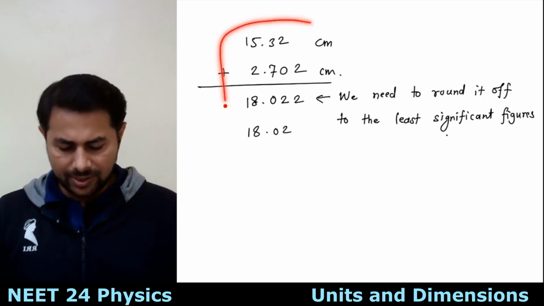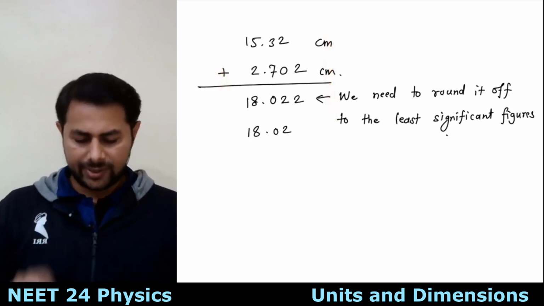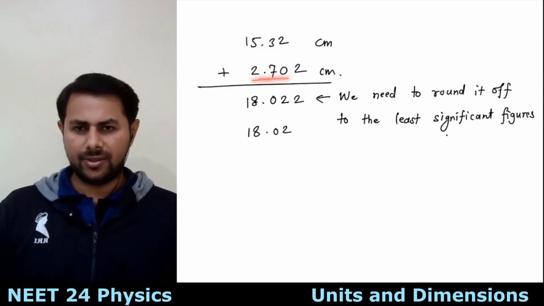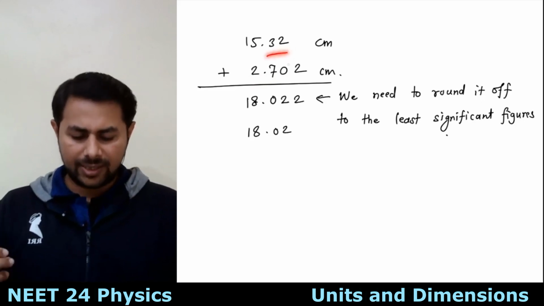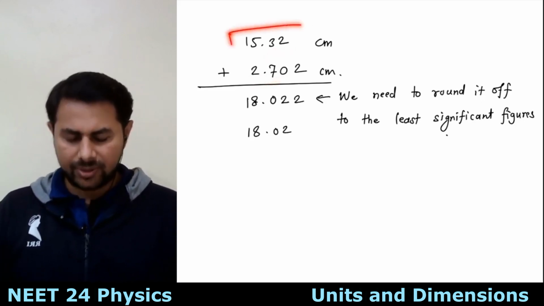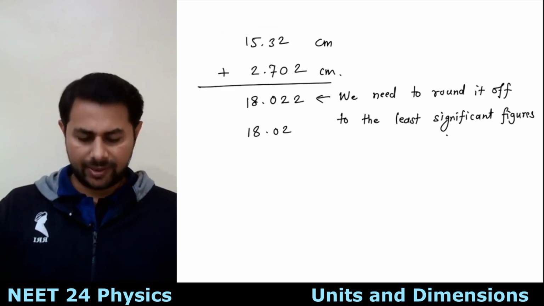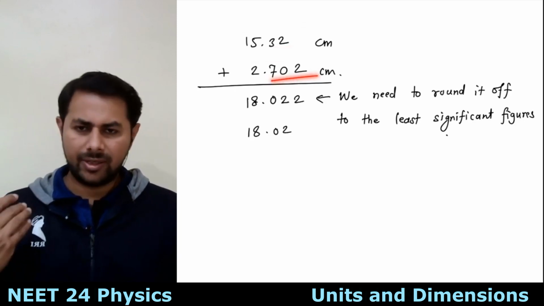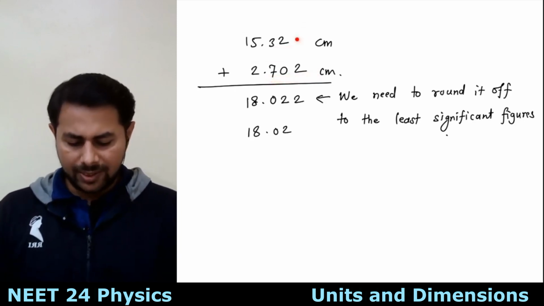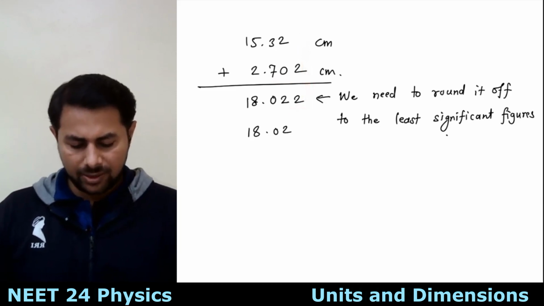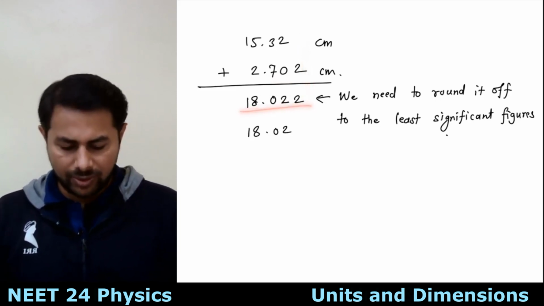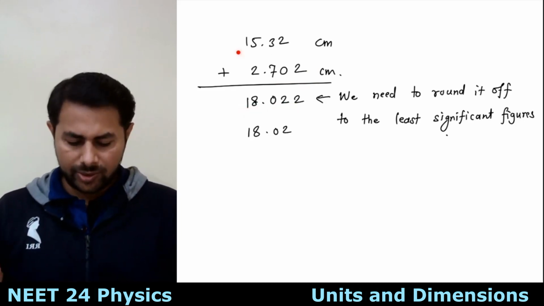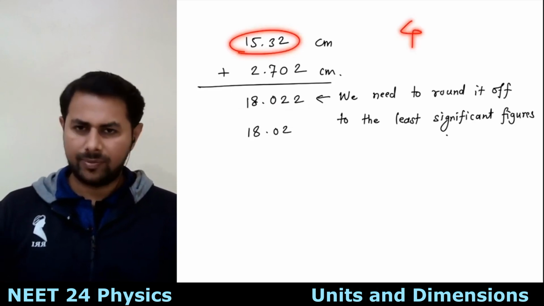Now we do various calculations. For example, in this calculation you have two readings. Suppose this is the length and this is the breadth of some rectangle. And you want to find the semi perimeter, which is length plus breadth, right? This is clearly taken with one instrument, and this is taken with another instrument. So when you add them up, you will round up the result to the correct number of significant figures. The significant figures in the first one are 4 only.